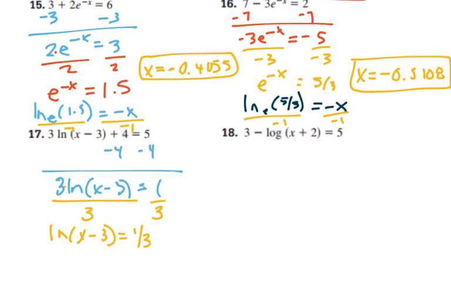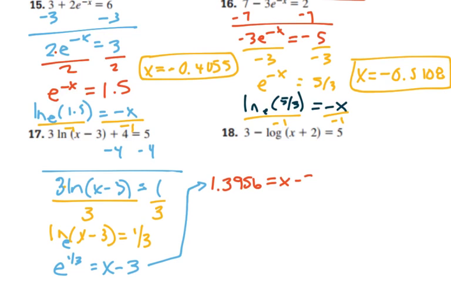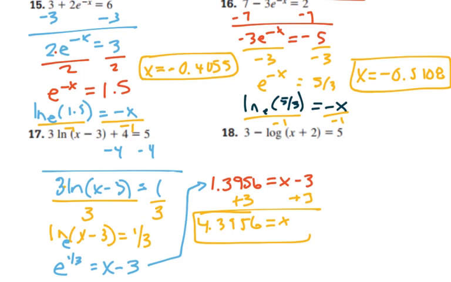Now it's already written in log format, so we're going to take the time to write it in exponential format, so e^(1/3) is going to equal x minus 3. In order to solve, we need to get the decimal of e^(1/3), which is 1.3956, and that equals x minus 3, so let's add a 3 to both sides. It turns out 4.3956 is our x value.